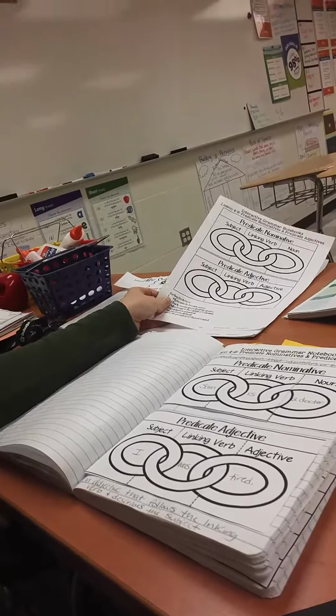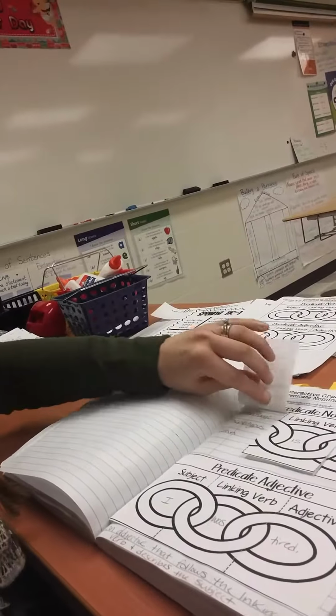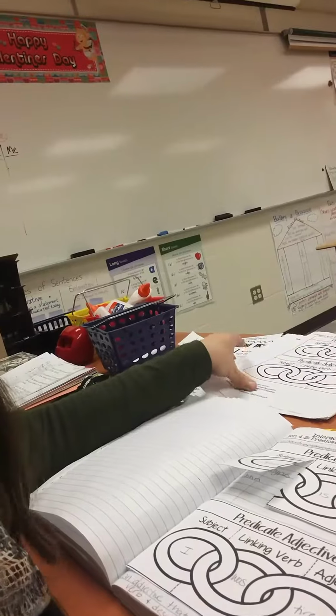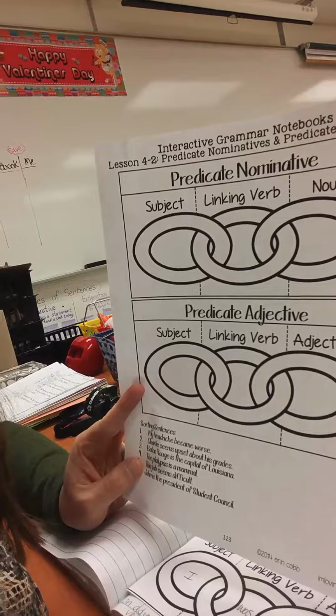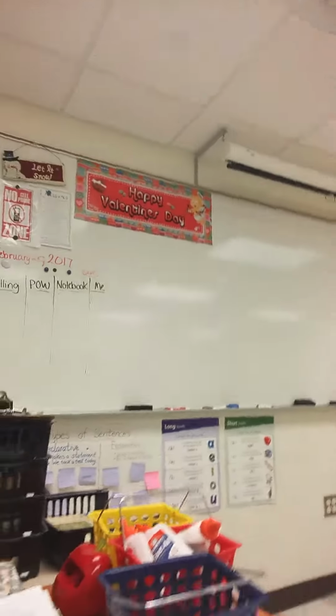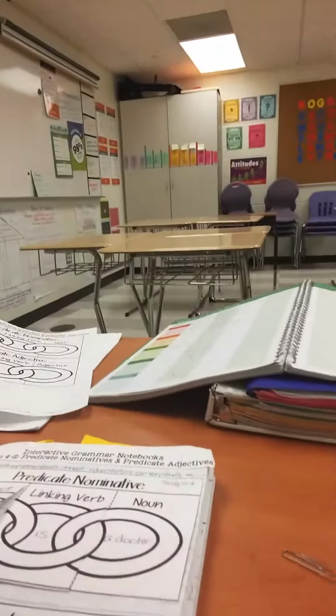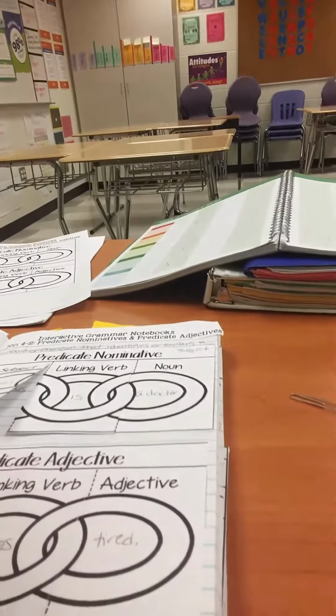Good morning, students. Today we're going to be doing the predicate nominative and predicate adjective page in our interactive notebook. So it looks like this, and you're going to have flaps that go up. First you're going to take this sheet and cut out the rectangles. You're going to have one predicate nominative that you're going to cut around the black lines, and then one predicate adjective that you're going to cut out. So then you will have two separate pieces.